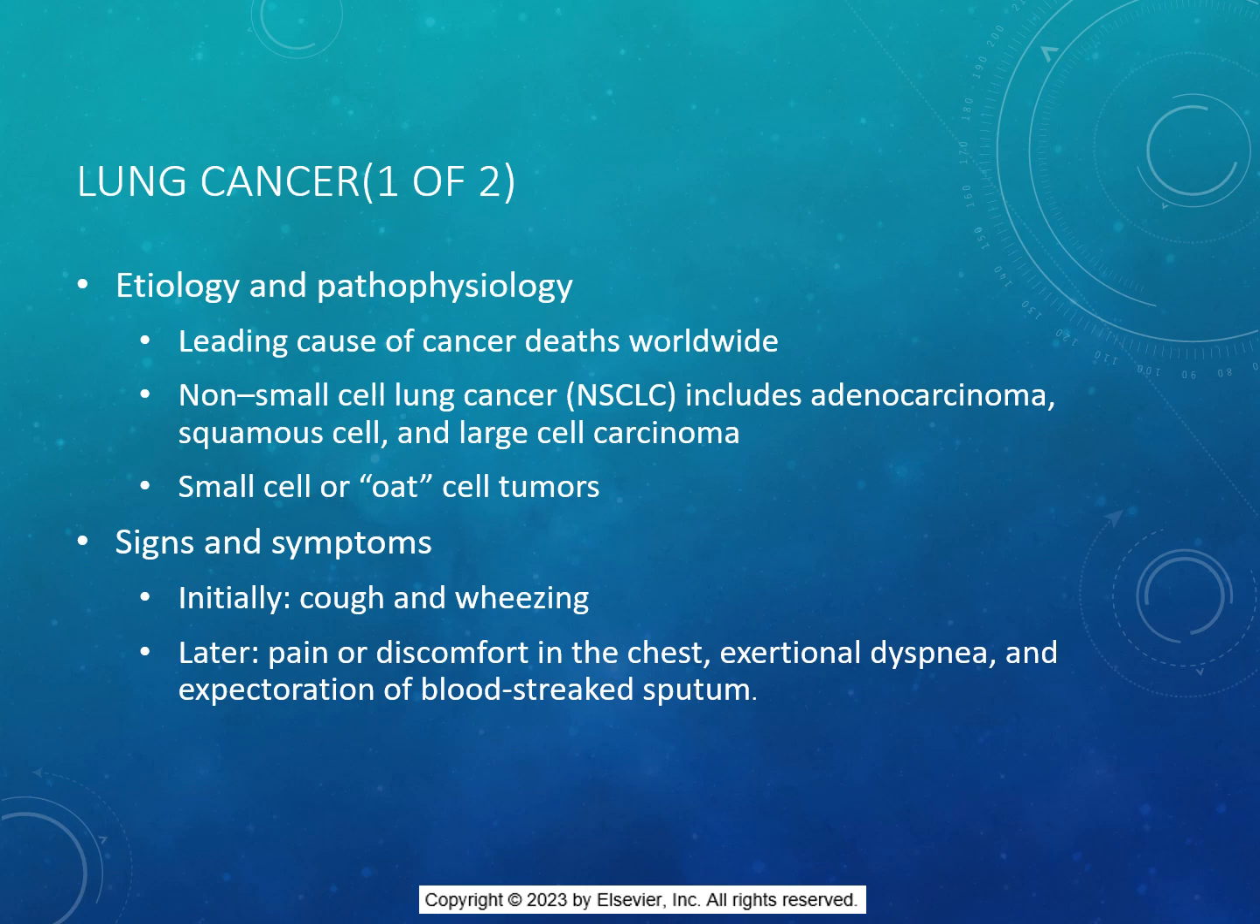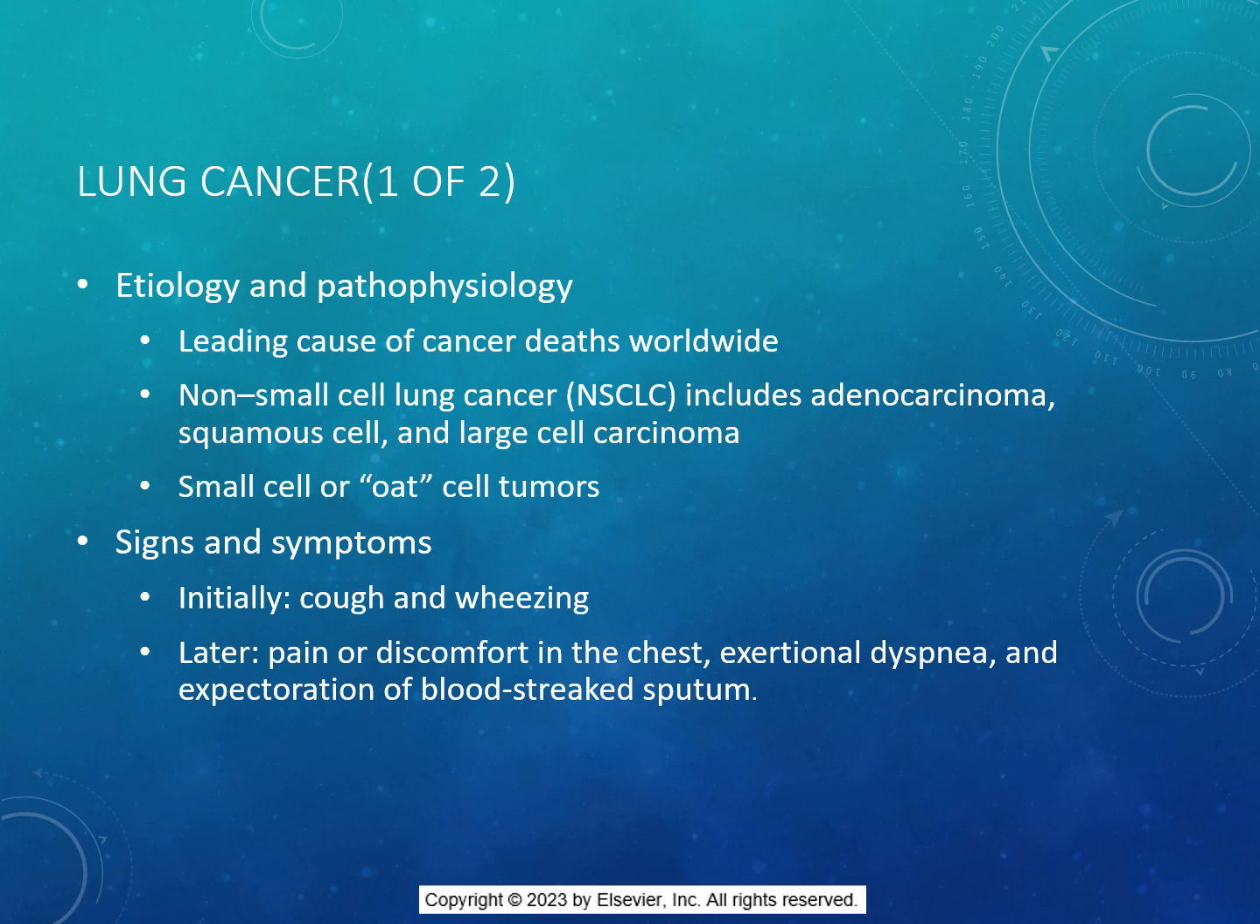Non-small cell lung cancer, or NSCLC, includes adenocarcinoma, squamous cell carcinoma, and large cell carcinoma. This accounts for 85% of all lung cancers. Small cell lung cancer makes up the other 15%. Chronic irritation of the epithelial tissue in the lung can cause changes in cell structure. Common sites of metastasis for this cancer would include the brain, bone, and liver.